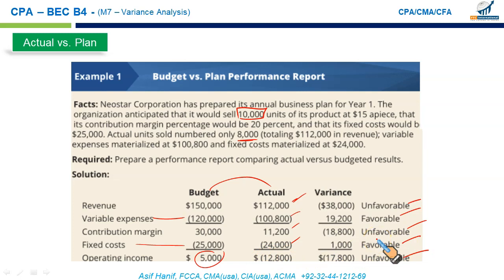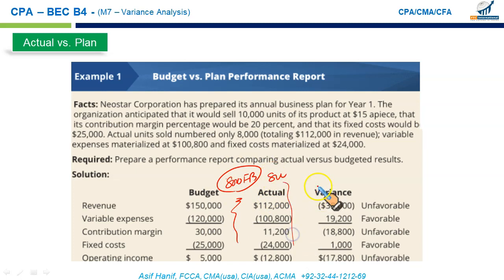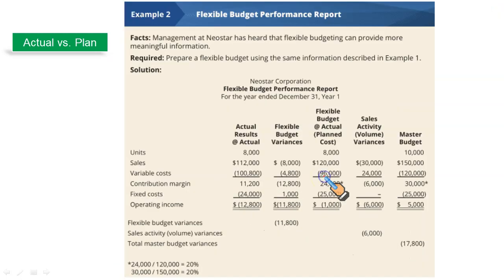But this is not appropriate because the original plan was for 10,000 units, but your actual performance was for 8,000 units. So we can't make this comparison. This won't be very helpful. So what we should do, as I discussed, we need to develop a flexible budget for 8,000 units, and we must compare these 8,000 budgeted numbers with 8,000's actual performance, and then the variances that we will derive will be much more meaningful.